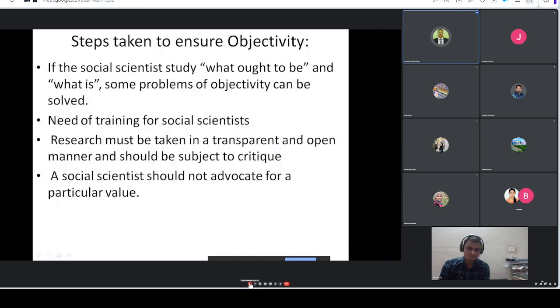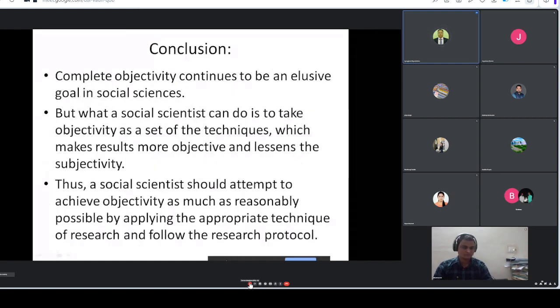A social scientist should not advocate for a particular value. Remember this, we are not supposed to advocate a particular value. I'm not supposed to promote only liberalism, or I'm not supposed to promote Marxist ideology, or any kind of ideology or political party or any others. I'm not supposed to promote any kind of value. Rather, I'm supposed to be more neutral. That is why in social science the whole debate of value neutrality comes in. Okay. So last but not the least, I want to say that complete objectivity is still an elusive goal in social science.